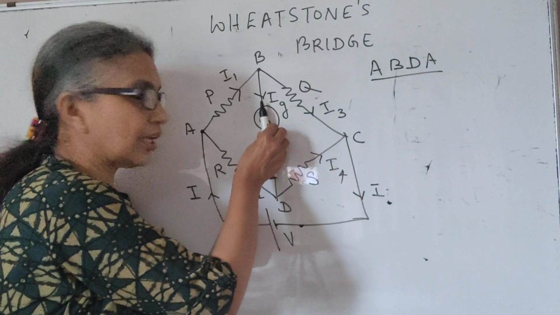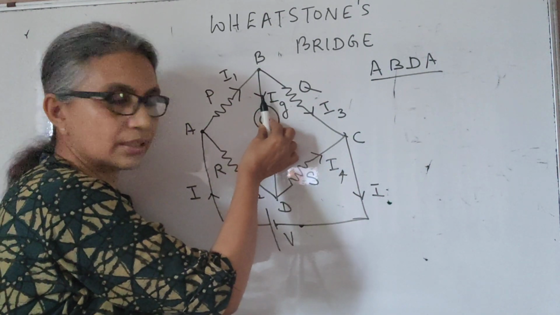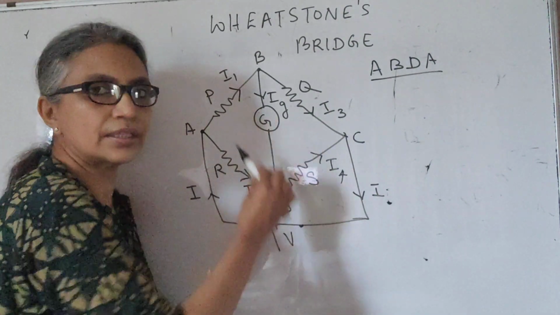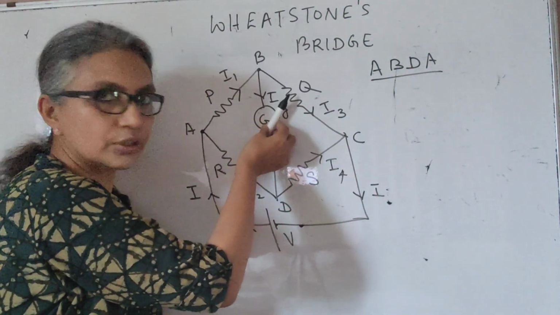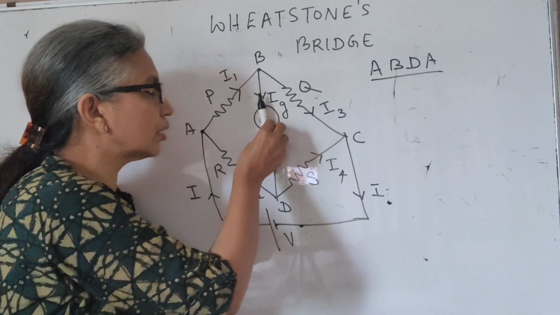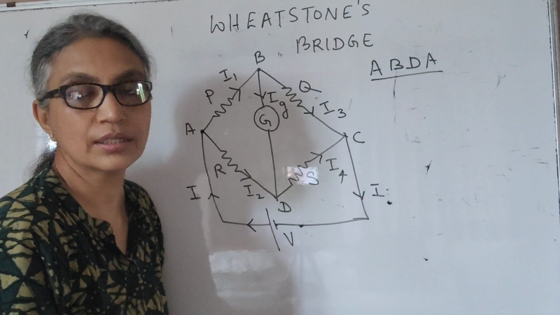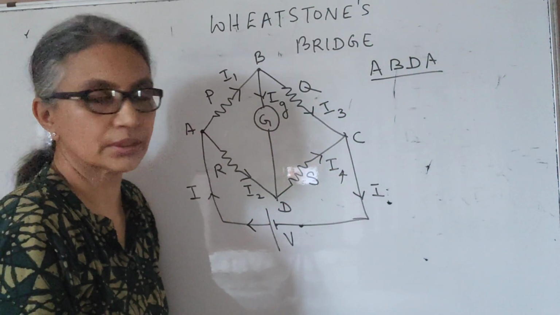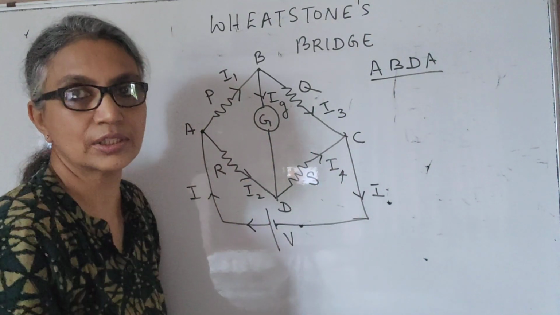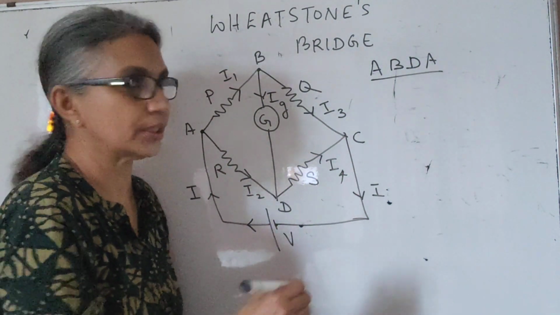So this galvanometer will have a needle. If your current is in this direction, let's say it will detect the current and the needle moves to the left. If you reverse the current, then the needle will move to the right. And if there is no current, the needle will rest at 0. And that is what you call the null deflection of the galvanometer. So if there is no current through the galvanometer, then it will show 0 deflection.